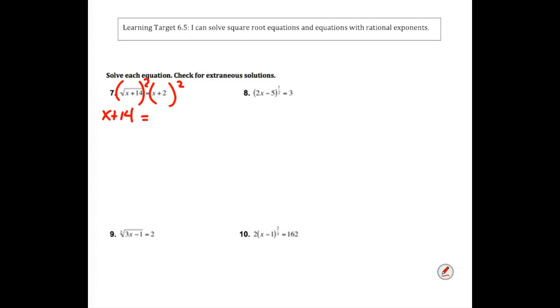This is a common mistake students make. They square the x, they square the 2. You are really squaring this quantity, right? So think of foiling it out. What do we get? Okay. Now, we have a quadratic equation. We have an x squared in there. How do we solve those?